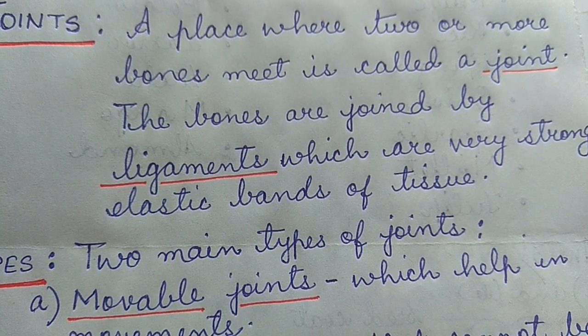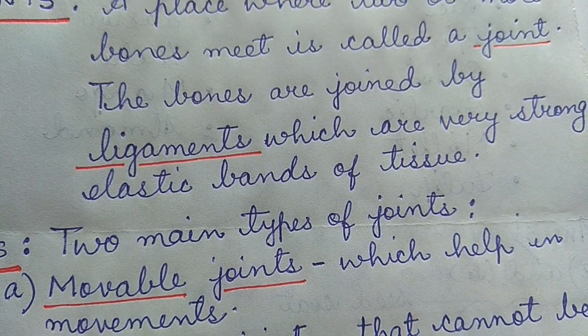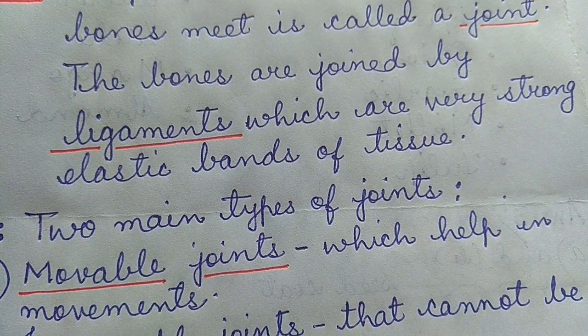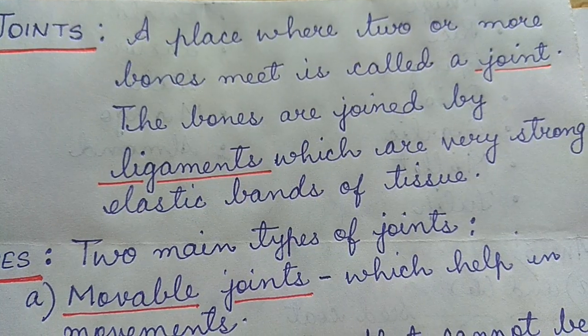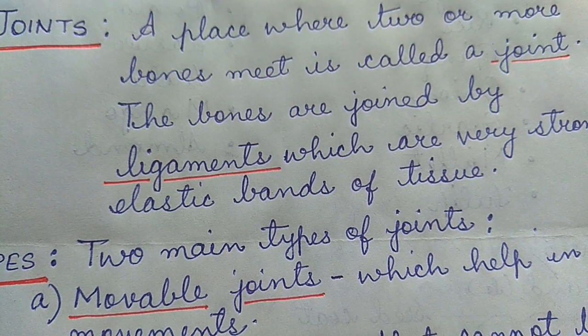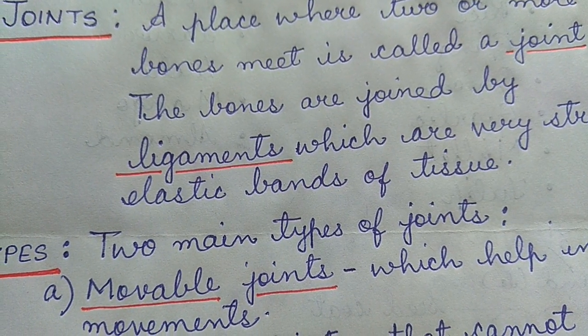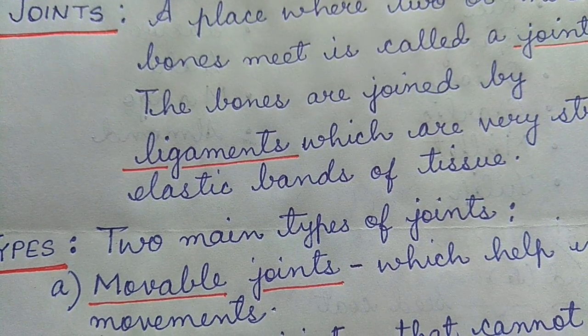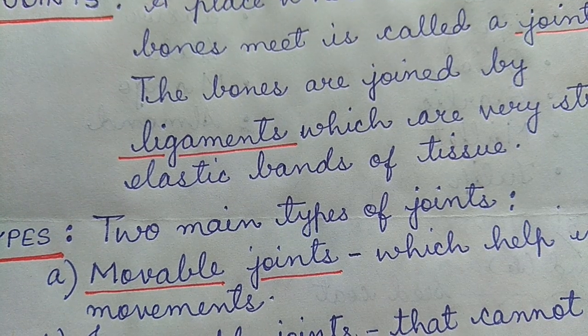A place where two or more bones meet is called a joint. The bones are joined by ligaments, which are very strong elastic bands of tissue. In our daily life, we bend, turn, and twist. All these things happen due to our joints. For any movement we make, we use our joints.